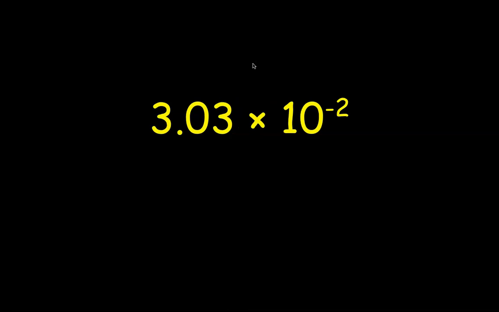0.0303. Pause the video, and when you are ready, continue. Right, most important digit, this one. On its own, it would be 3 times 10 to the minus 2. Add the other two digits in, 3.03 times 10 to the minus 2.